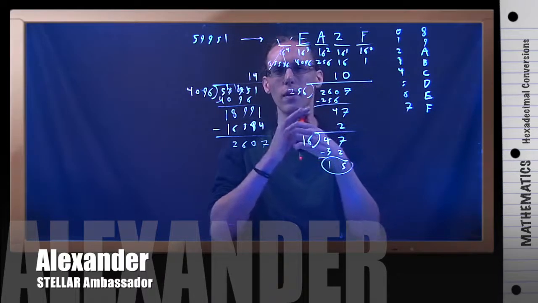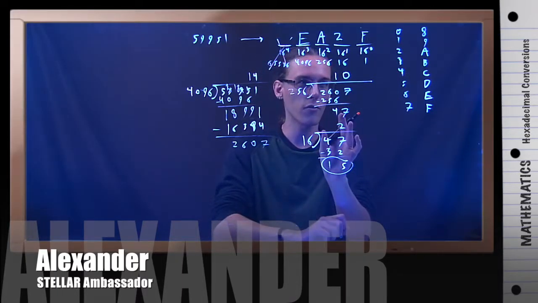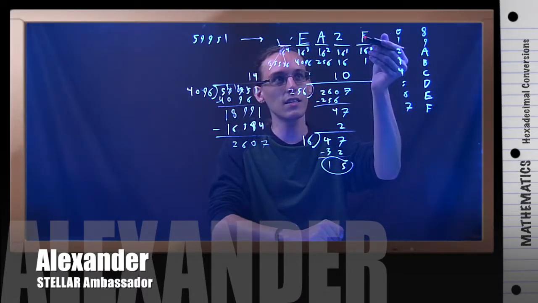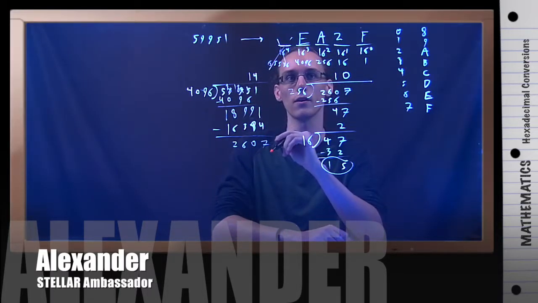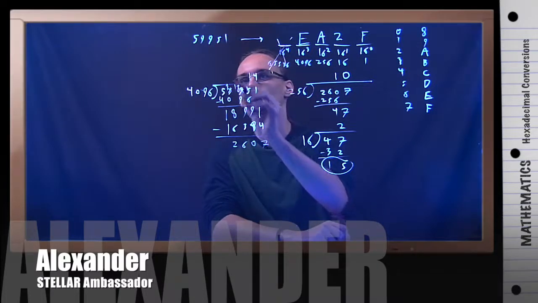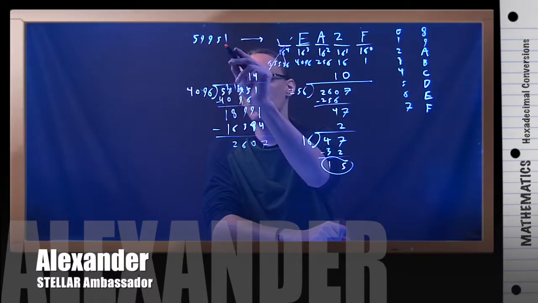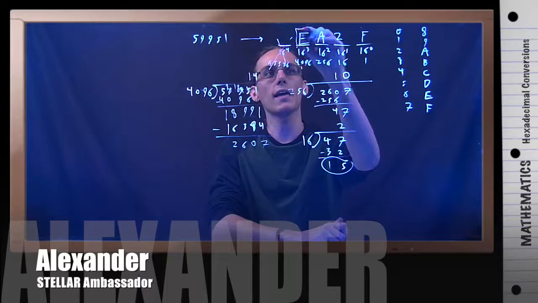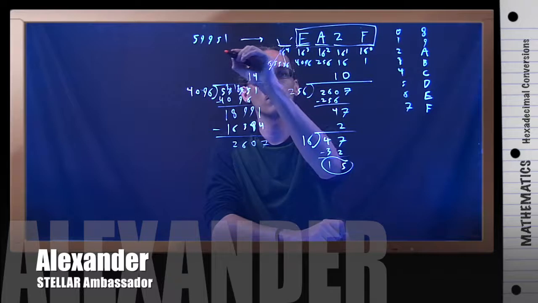A good way to know if you've made a mistake is if you get to the end and this number is larger than the base you're working in, something's off. Because the most you would go up to here is 15. If I had 16, this would be a 0 and I would add 1 more into this place. So that's a good way to keep track of your work. So, taking 59,951 in base 10 and expressing it in hexadecimal, you get the number EA2F. And that is this example.